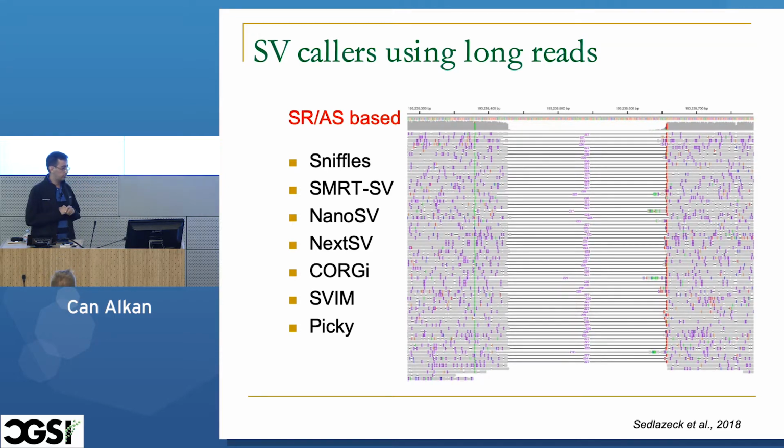I'll just show a couple of examples. I believe this is the exact same figure that Mike Schatz used 2 days ago. This is from their paper, which is mapping generated by NGMLR, and the variant is called using Sniffles. So you basically find this split. On the left-hand side and right-hand side, they are the same reads, but their alignments are split, and they are very much in agreement with each other. And these are some of the other algorithms.